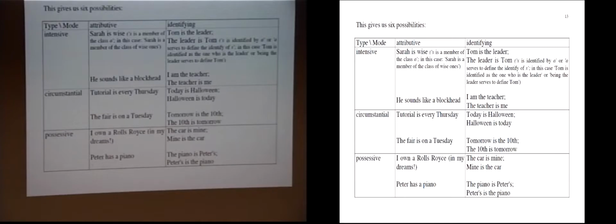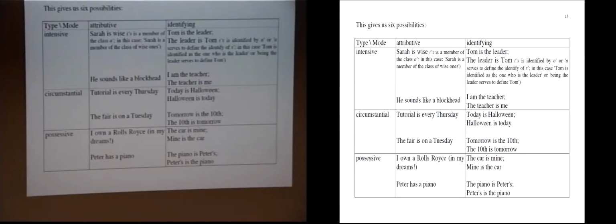And there's actually four choices you can make in terms of how you represent these. And again, the meaning will be different depending on the choice you make. It will depend on the context. So when we say the leader is Tom, then we're saying Tom is identified as the one who is the leader, or being the leader serves to identify Tom. And where I say, I am the teacher, or the teacher is me. Now, you notice here that these are not passive in the sense that the teacher is me. It doesn't take the subject form of the pronoun. This one takes the subject form. This is the non-subject form of the pronoun. So this one is not actually passive in a formal sense. But it would have different meaning depending on the context that you use it in.